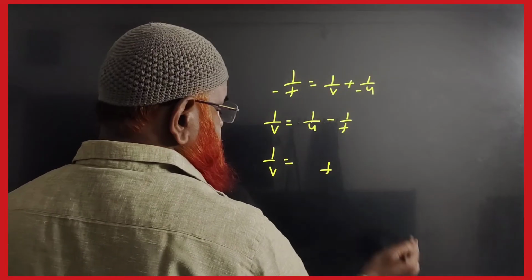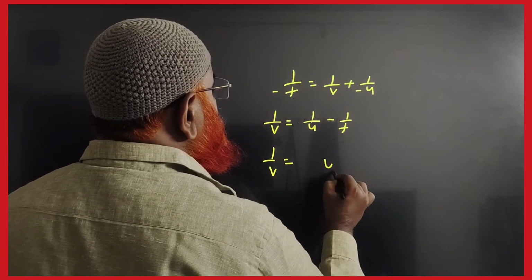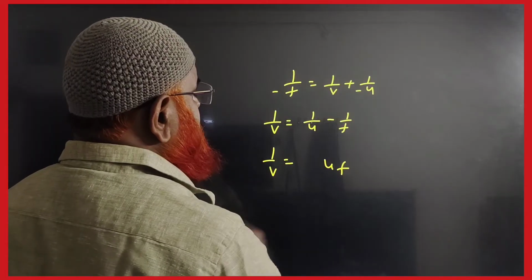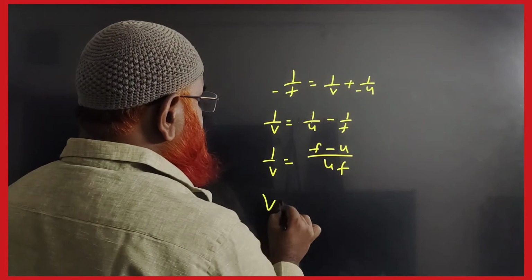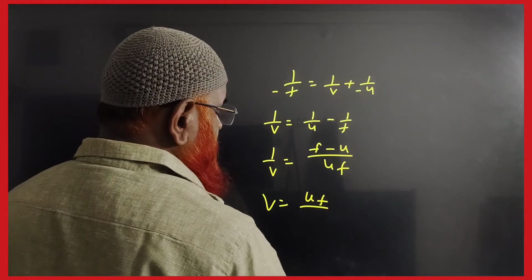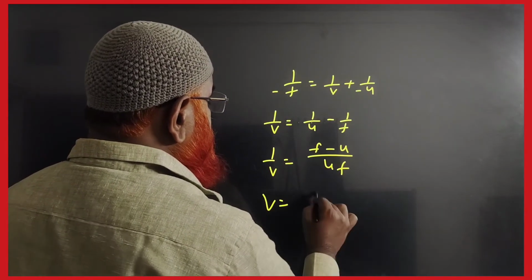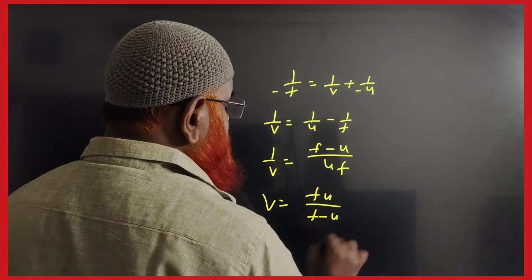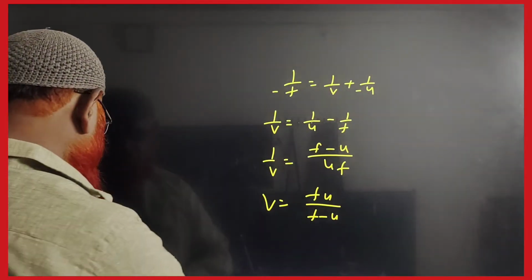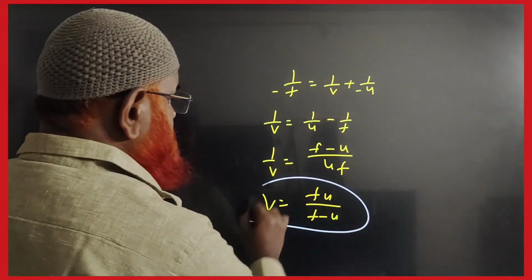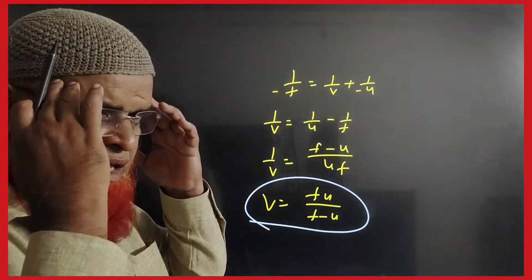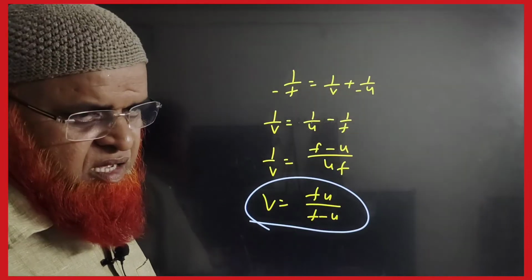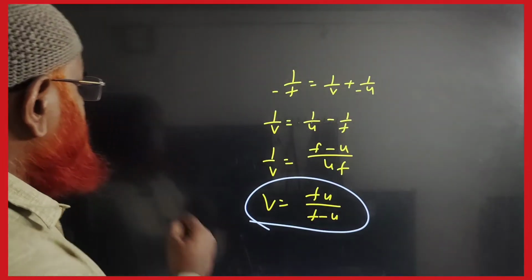LCM is uf. Okay? And this is going to be f minus u. So v is nothing but uf or क्या लिख सकते हैं इसको? fu by f minus u लिख सकते हैं. ठीक है? So this is going to be our shortcut formula. So whenever this type of problem comes, blindly you can just write fu by f minus u. So you'll get an answer.